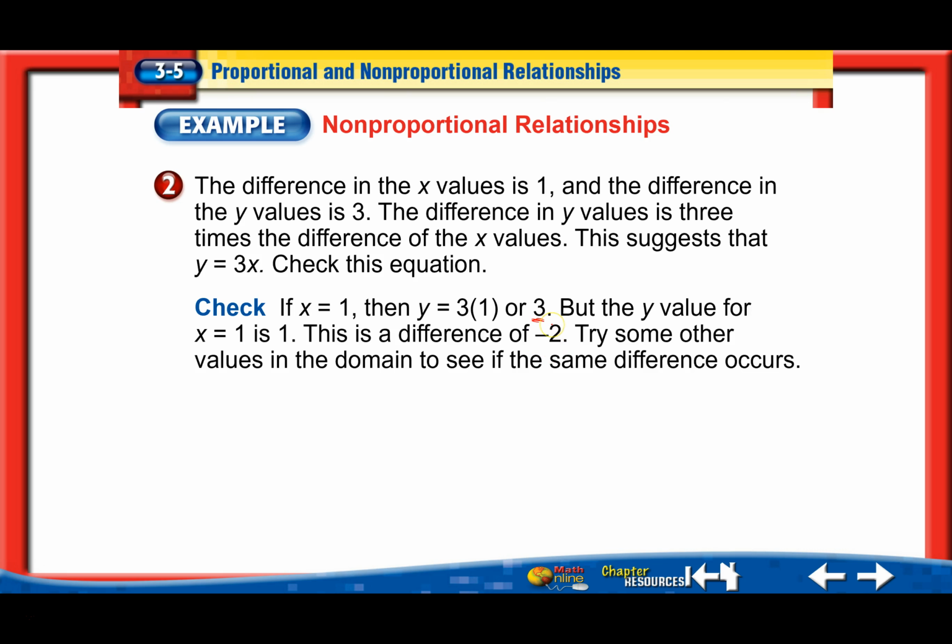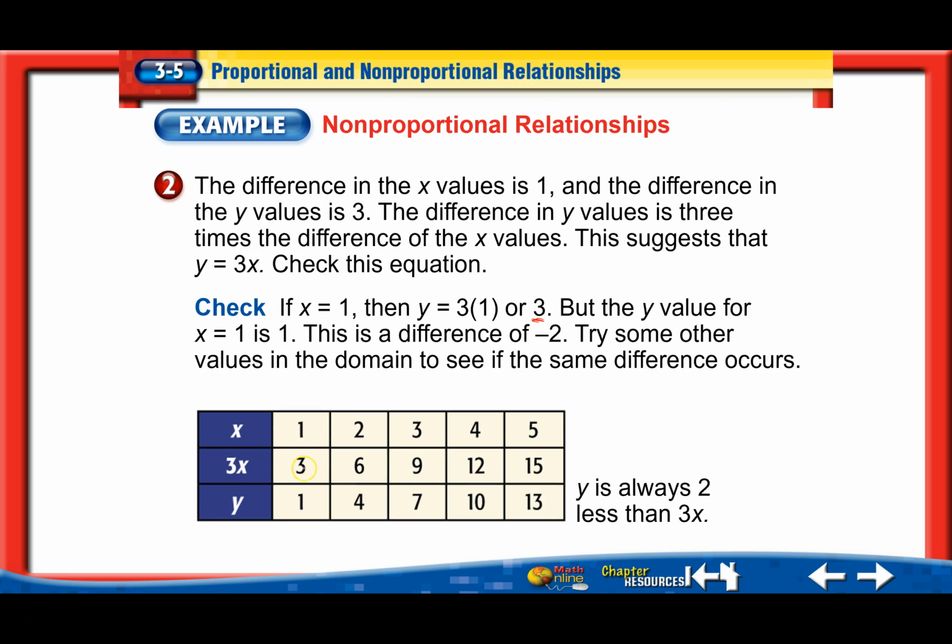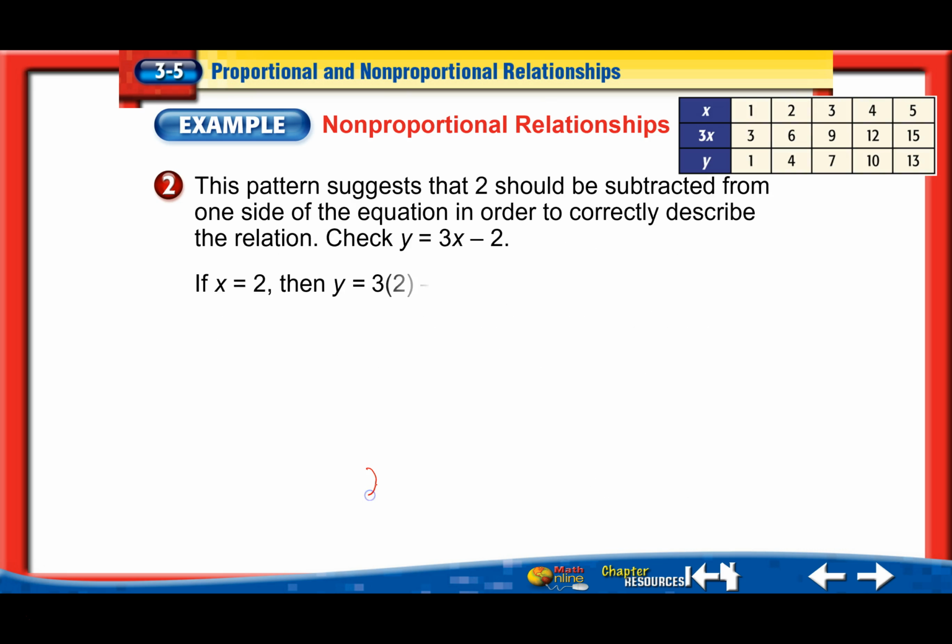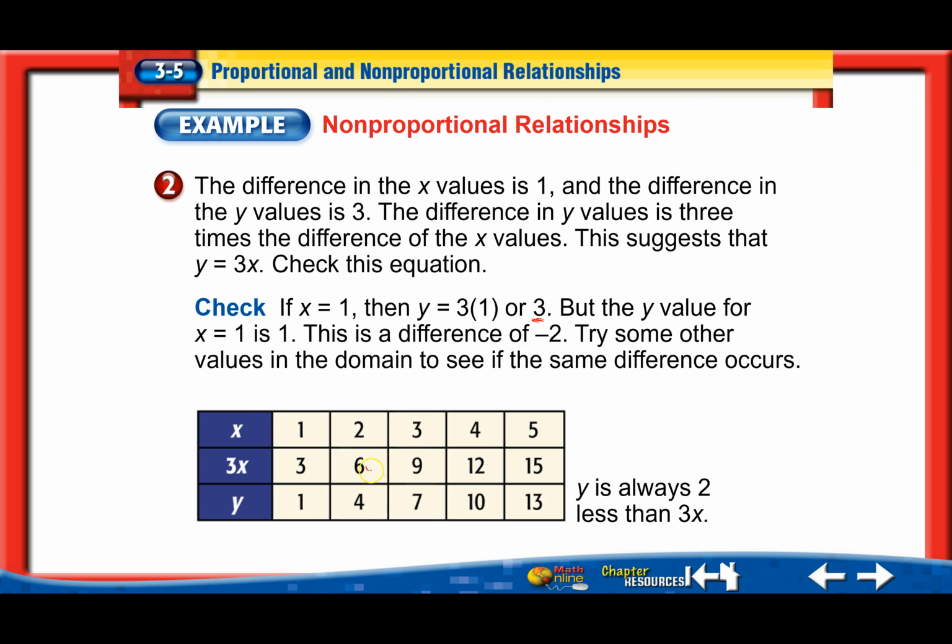So if the difference is 2, we're going to try some other values to see if we have the same occurrence. If we put 2 in and times it by 3, it would come out to 6, and 3 times 3 comes out to 9. That didn't give me what I wanted. These here, it looks like it subtracts 2. These two subtract 2, these two subtract 2. So it's always 2 less than 3x. So I can probably write this as y equals 3x minus 2.